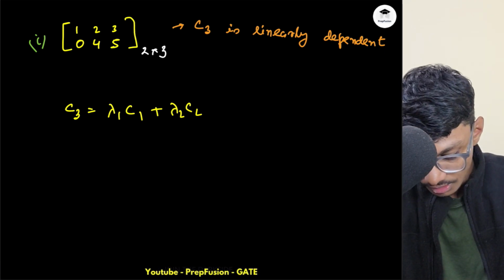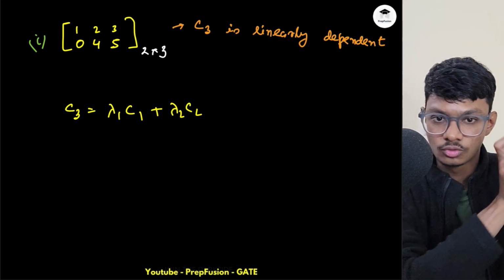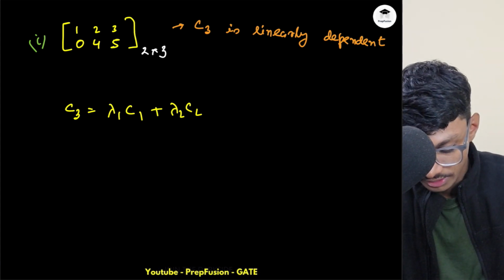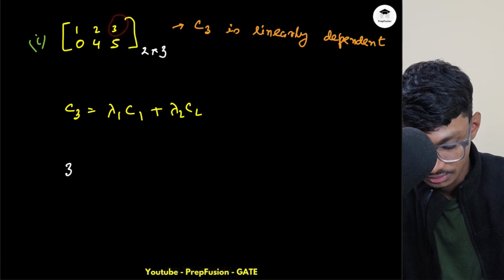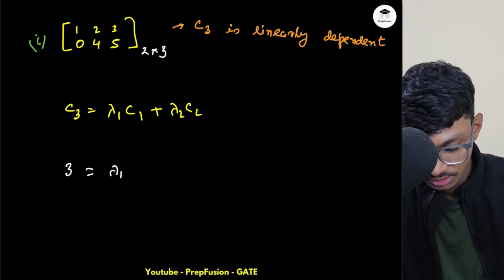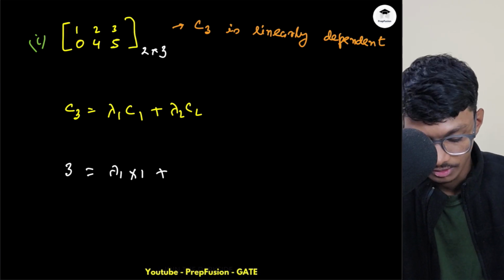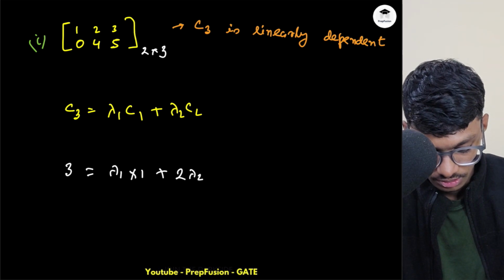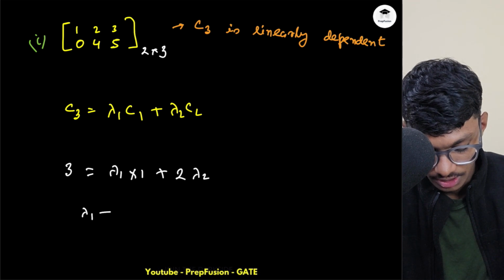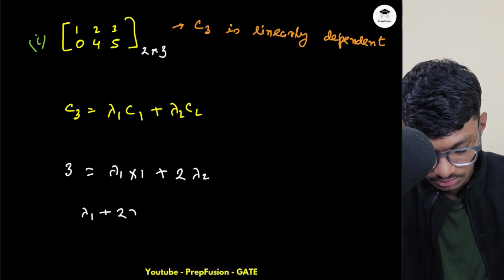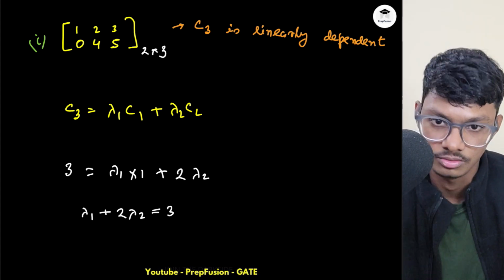Here we can take each row. First row of C3 is 3 only. 3 equals lambda 1 times C1, which is 1 only, so lambda 1 into 1, plus lambda 2 times C2, which is 2, so 2 lambda 2. So lambda 1 plus 2 lambda 2 equals 3.